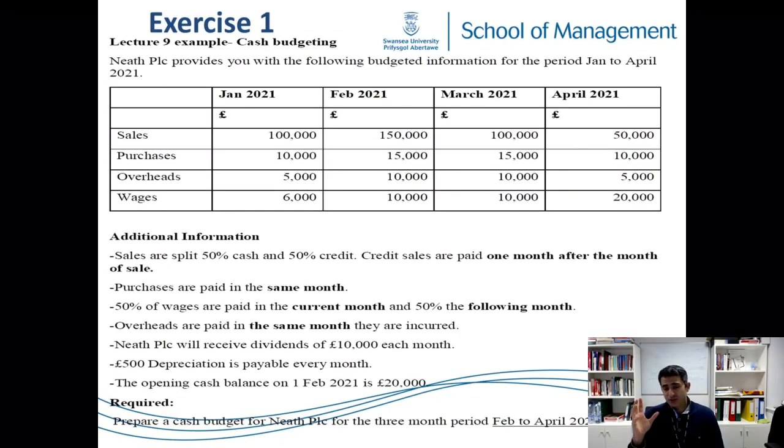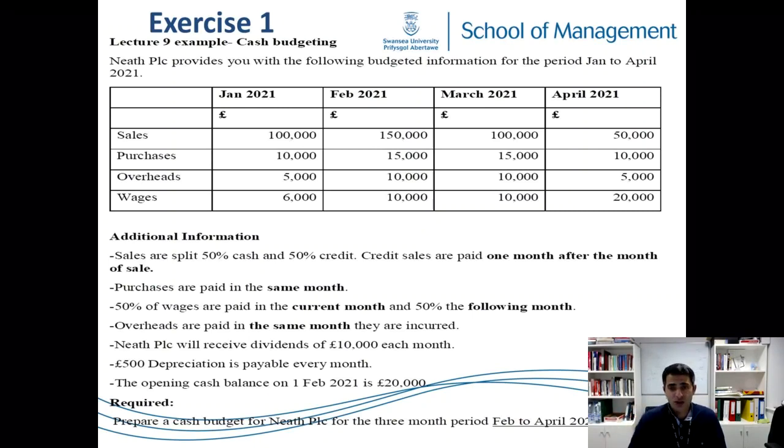Now the tricky part is when the question tells you it's on credit. Remember the credit terms: here it tells you that credit sales are paid one month after the month of sale. What does that mean? If they sell in January, 50% they receive in January, and the remaining 50% they will receive in the following month, February. So this is called credit sales, right?